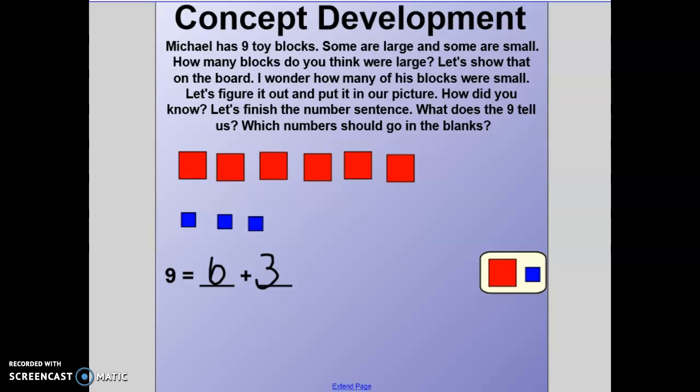Very good. So today our number sentences are going to go whole equals part plus part. All right? Okay, next problem.